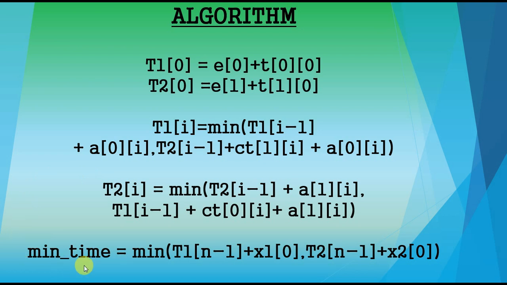And then the minimum time is going to be the minimum of T1[n-1] plus x10. We are adding the exit time now. And T2[n-1] plus x20. So that will give us our answer.